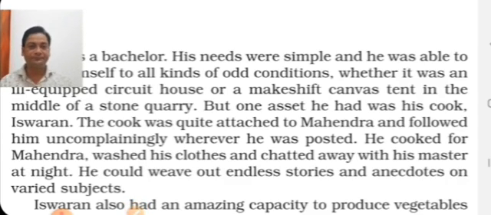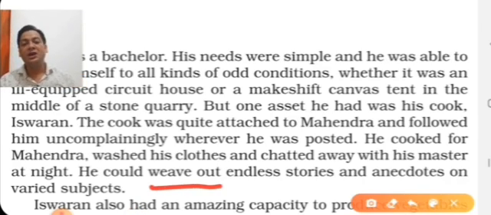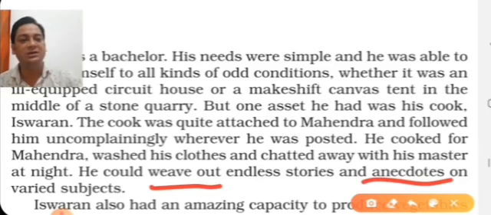So here, he could weave out. Weave out means make. He could make endless stories which do not have an end. He can speak continuously about a story and anecdotes on varied subjects. So he can make different stories on any matter, on any subject, on varied subjects.